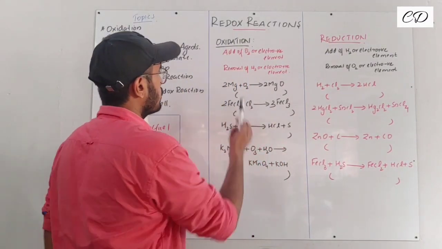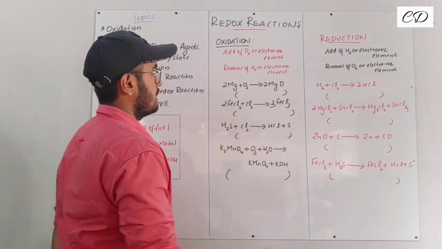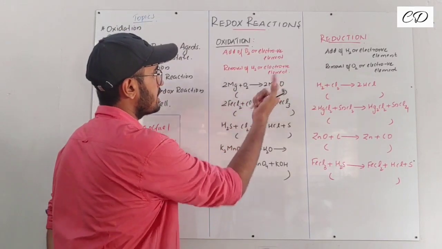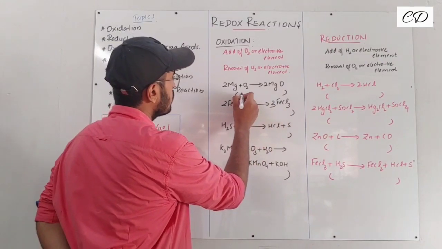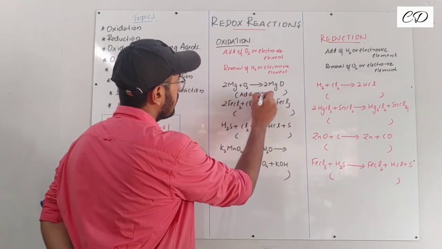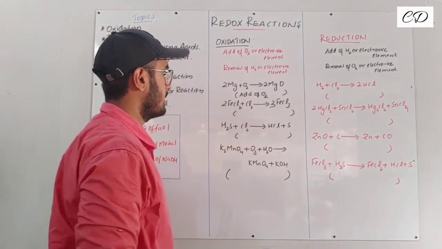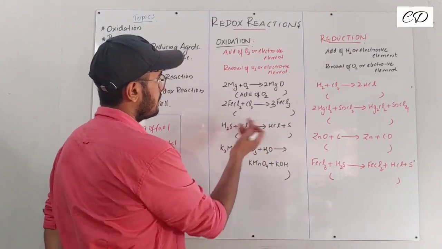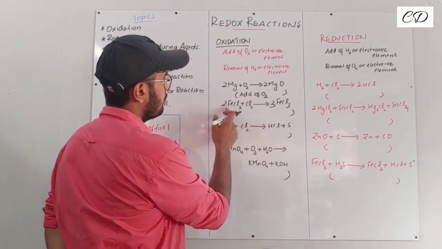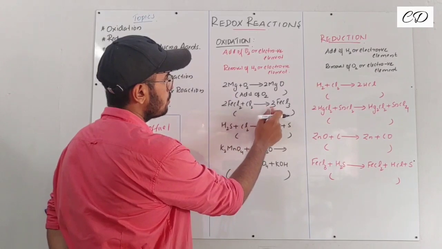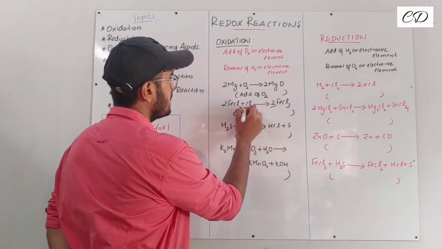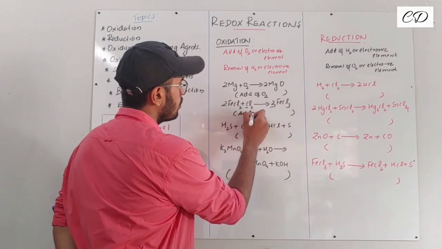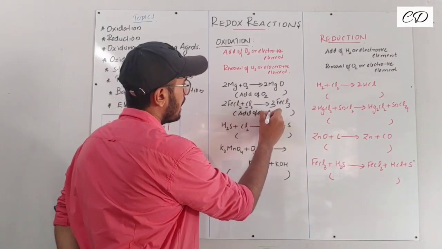First of all, the addition of oxygen, that is magnesium plus oxygen giving magnesium oxide. That means here the addition of oxygen. Second example, FeCl2 plus Cl2 giving FeCl3. That means the addition of electronegative element.